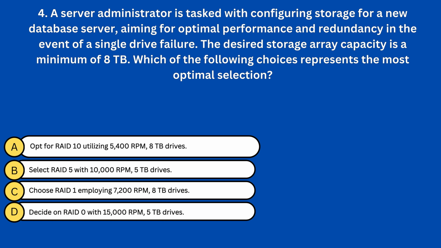A server administrator is tasked with configuring storage for a new database server, aiming for optimal performance and redundancy in the event of a single drive failure. The desired storage array capacity is a minimum of 8 TB. Which of the following choices represents the most optimal selection?